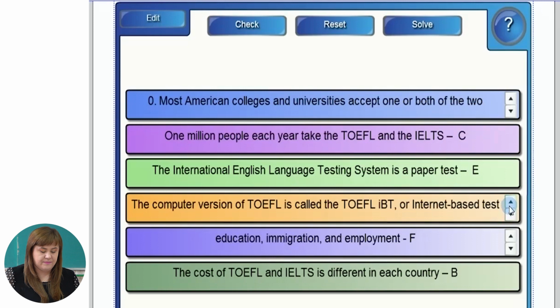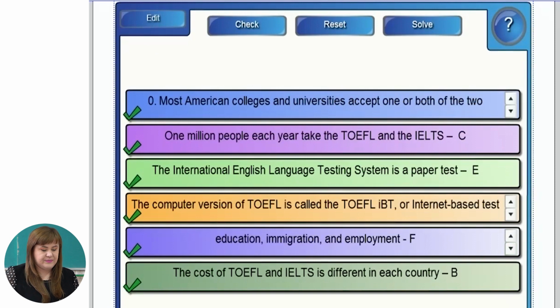extract number 3. The IELTS test measures true-to-life ability to communicate in English for education, immigration, and employment. F goes to the fourth extract. The cost of TOEFL and IELTS is different in each country. B is acceptable for number 5. Let's check the answers. Very well. We do not have any mistakes here.